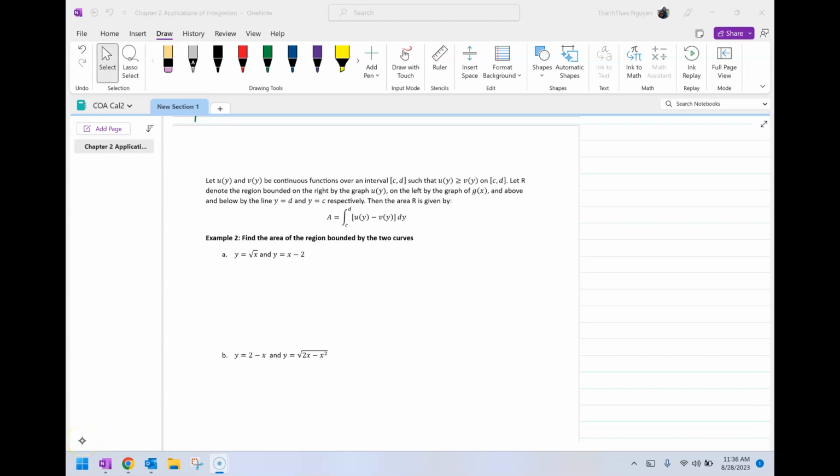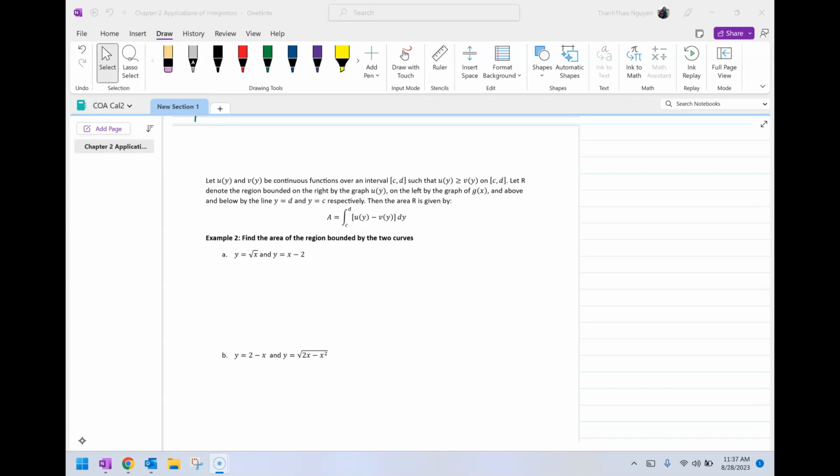In the previous couple examples, we learned to integrate to find the area with respect to x. Now, in some cases, it's much more beneficial to find the area with respect to y and make it a lot easier. So let's take a look at this next question.